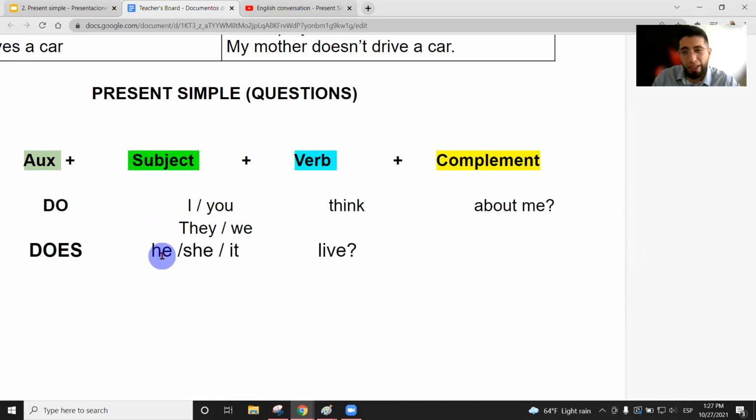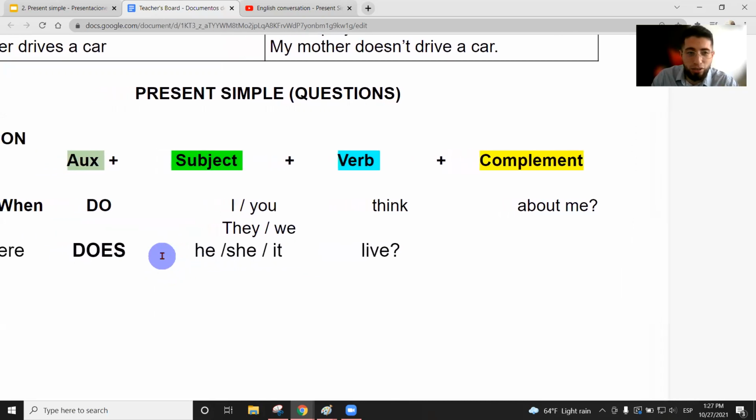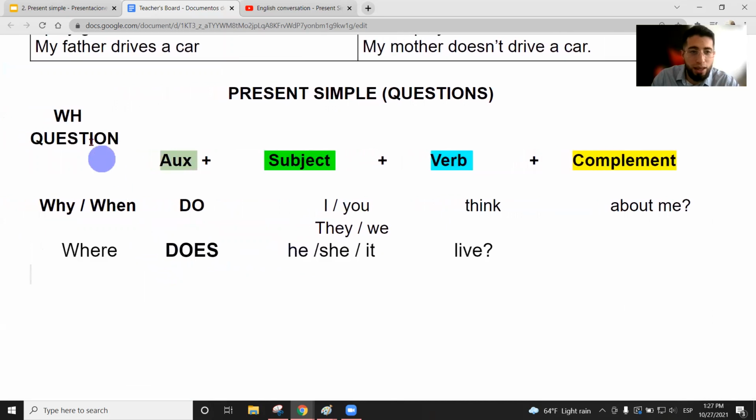Sin embargo, esa oración como que está mal, como que no se entiende. Aquí agregamos, en algunos casos, chicos, algo que se llama WH question, ¿listo? Preguntas W, right? Que nos sirven para indicar like a place, como un lugar. Y ahora esta oración sí tiene sentido. Decimos, where does he live? ¿Listo? ¿Dónde vive él o ella o esto, right? He, she, or it. ¿Dónde vive él? ¿Dónde vive ella? ¿Dónde vive? ¿Ok? It's very important, guys.